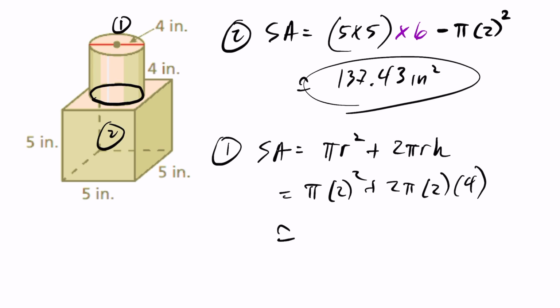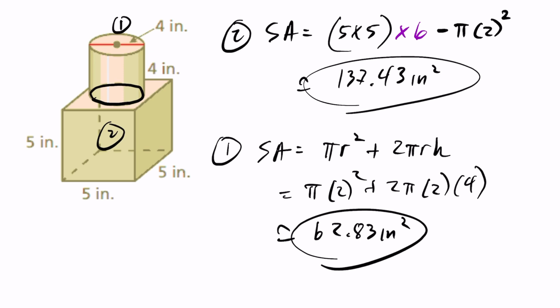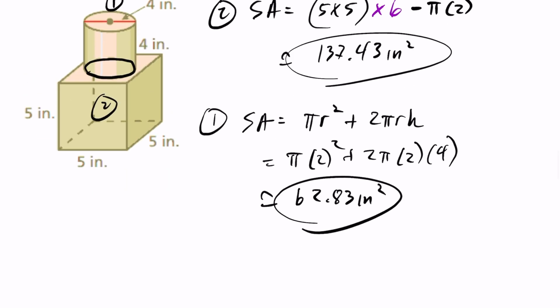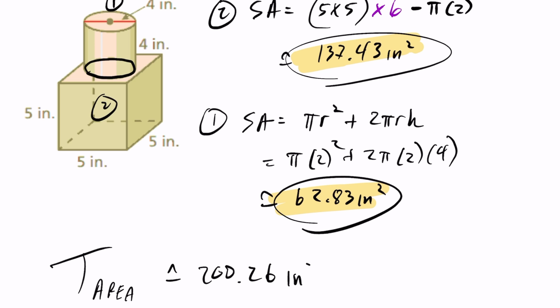And I end up getting 62.83 square inches for the surface area of the cylinder, and therefore we need only to add these two together. So summing these two together here, I can get my total surface area, which is approximately 200.26 square inches. And now I've gone ahead and found the surface area of this object here. All right, let's take a look at another.